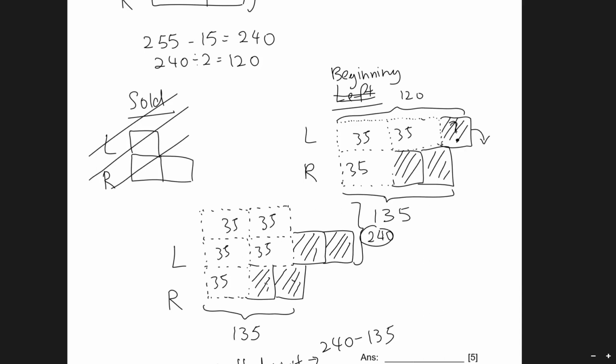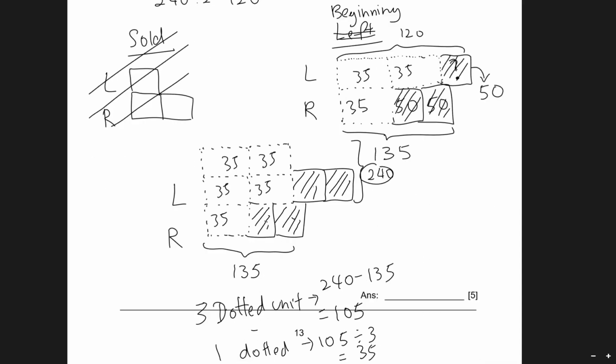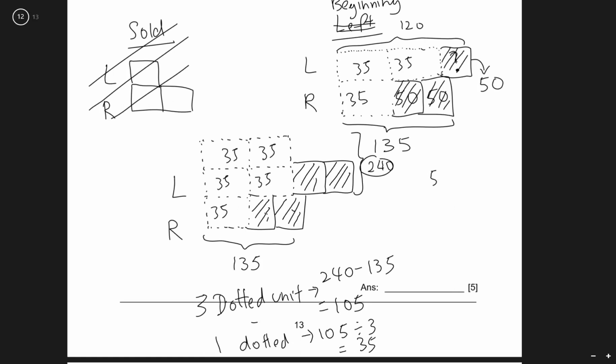Okay, it's going to get a little messy. 120 minus 35 gives you 50. So each shaded box is 50. How many roses were sold? 50 times 2. The answer is 100. Quite an interesting question for the people who love challenges. This will be 1. Okay.